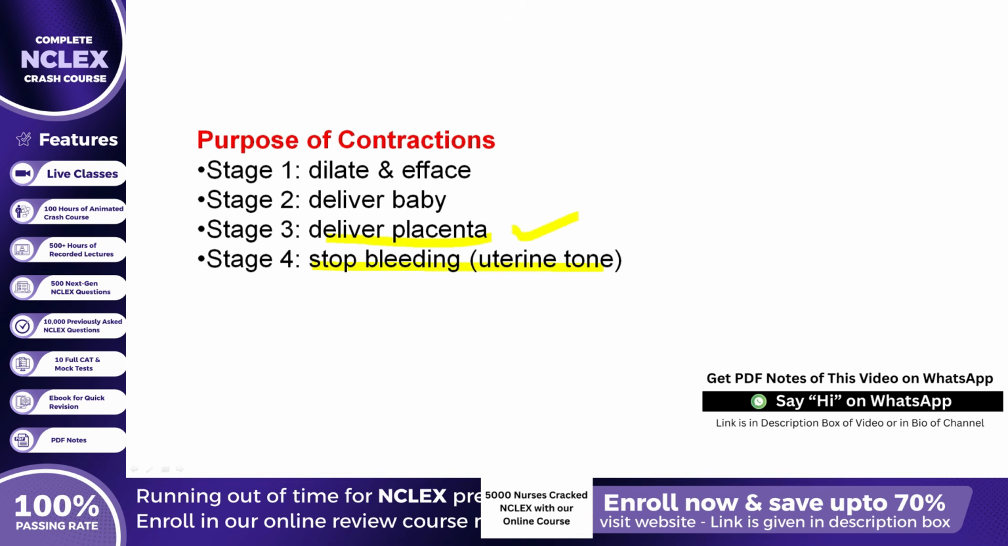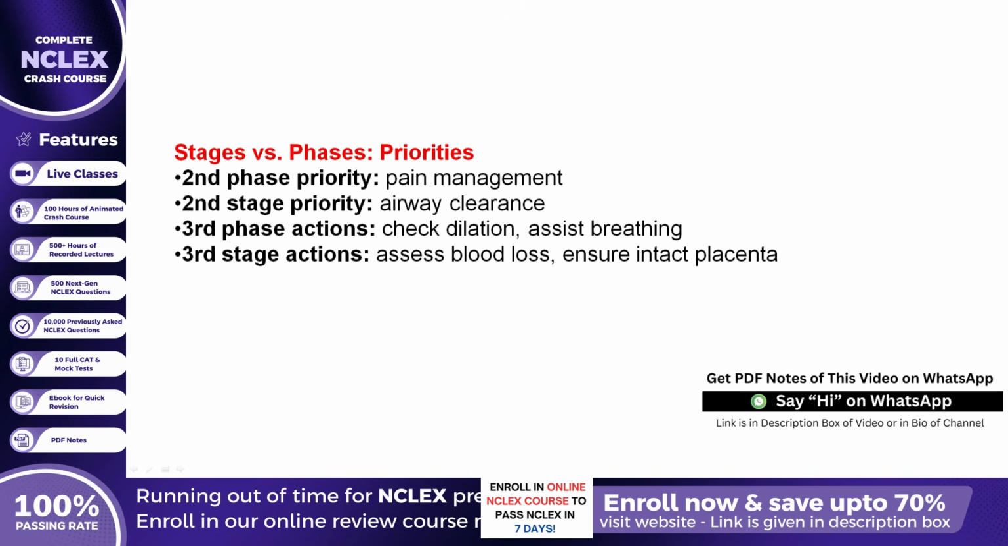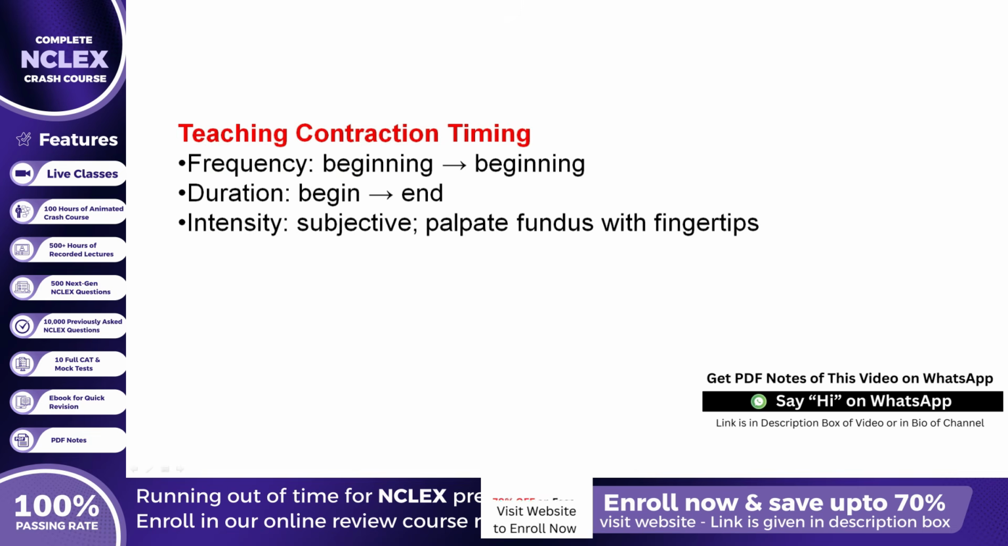As we begin, let us look at the stages versus the phases and identify the priorities clearly. The second phase priority is pain management. And this means our main focus during the second phase is keeping the birthing client as comfortable and supported as possible. Next, the second stage priority is airway clearance, because once the baby is crowning and delivery is imminent, ensuring a patent airway becomes the most urgent concern.